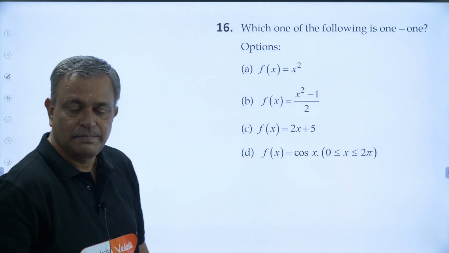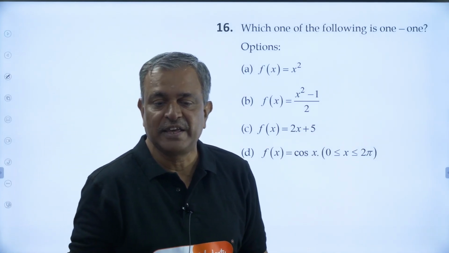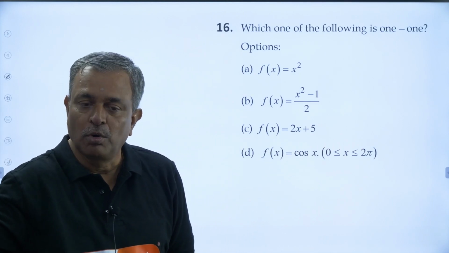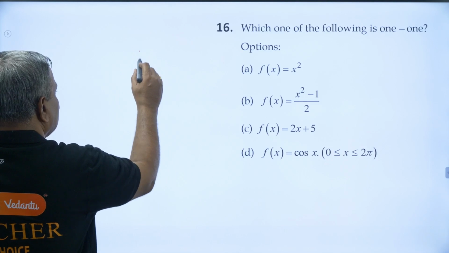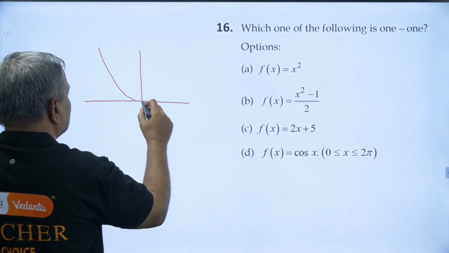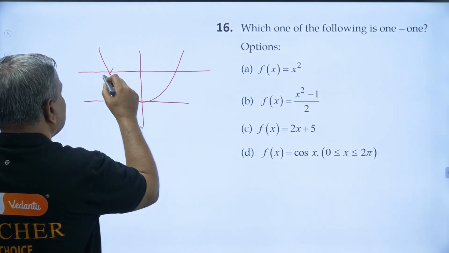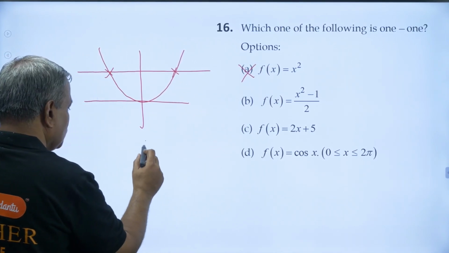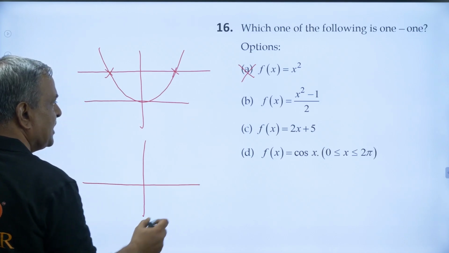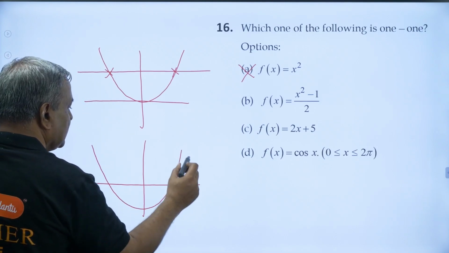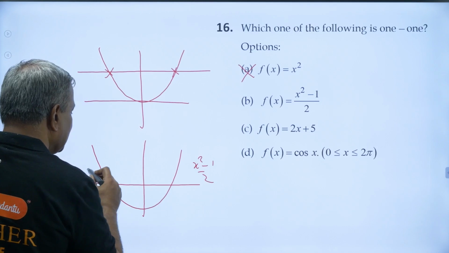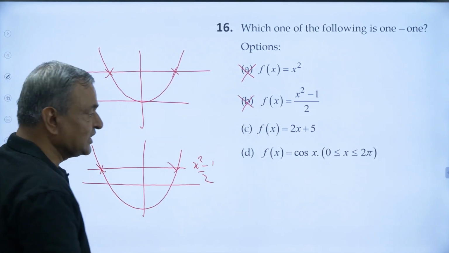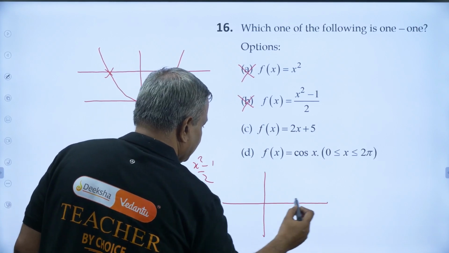Question 15: which of the following is one-one? So the simple concept of one-one is there. Draw the graph and draw a horizontal line. If it cuts at 2 or more points, it is not one-one. Suppose f of x equals x square. Draw a horizontal line, it cuts at 2 points, so it cannot be one-one. Again, x square minus 1 by 2, this is the graph. Again, it can't be one-one. Okay, cos x graph, 0 to pi. This is the cos x graph.